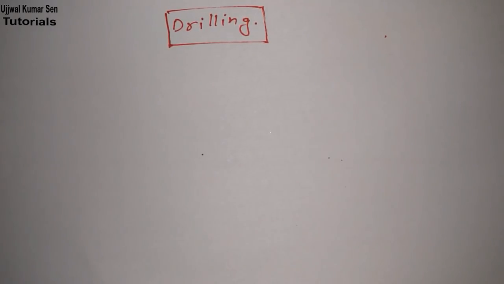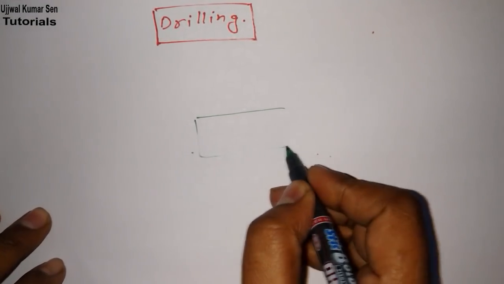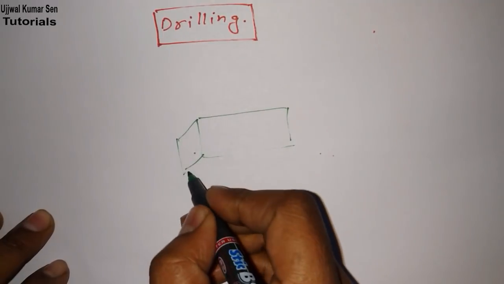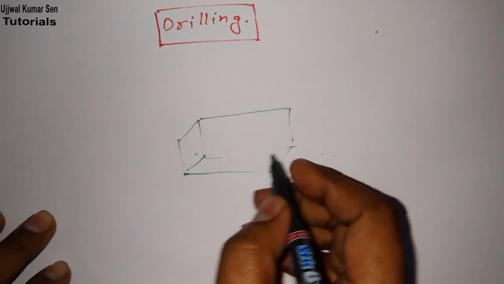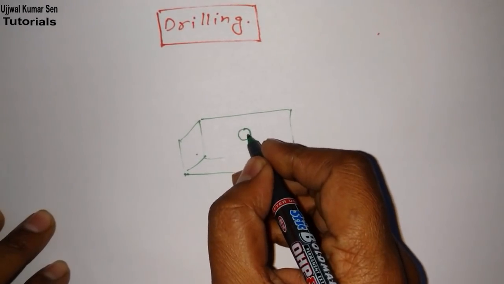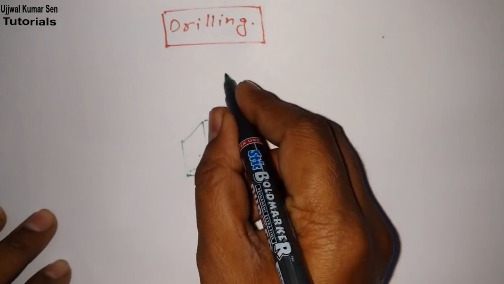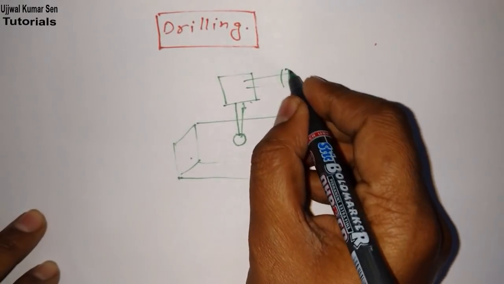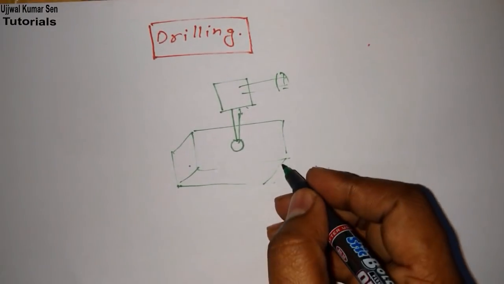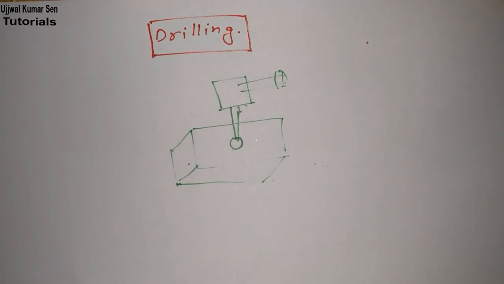So what is basically drilling? You know that we usually create holes on any sheet metal, maybe in home appliances we also use it. Suppose we want to create a hole, we use a drill tip and drill tool, and we have a drill machine and all that connected together, right? So for creating holes we use a drilling machine.